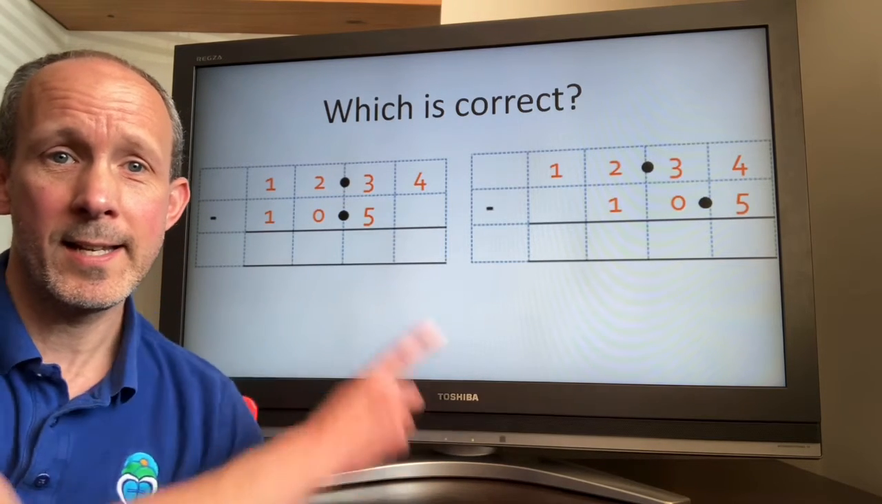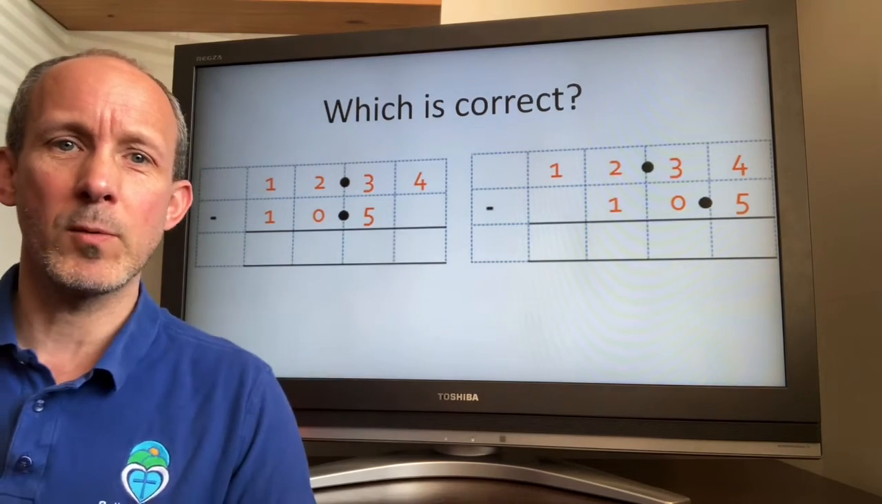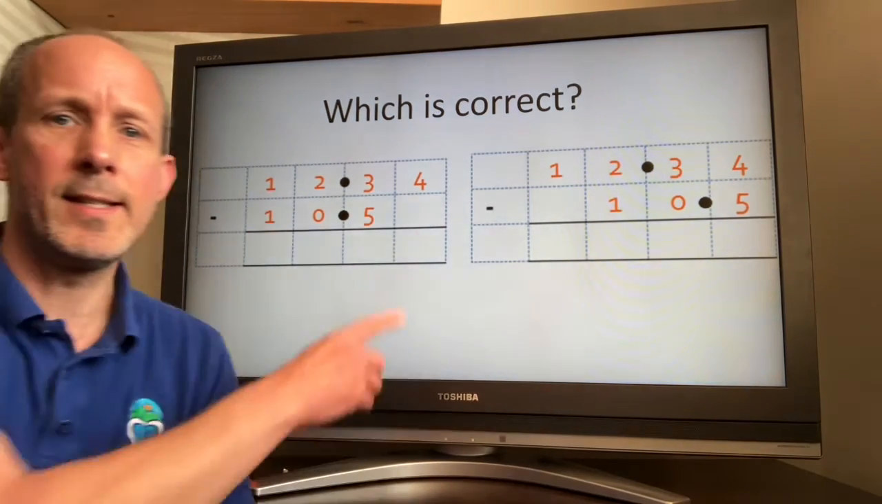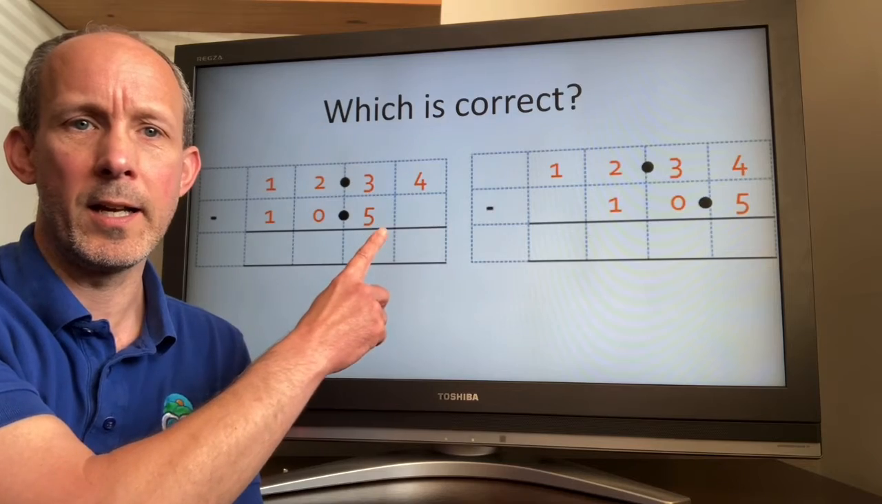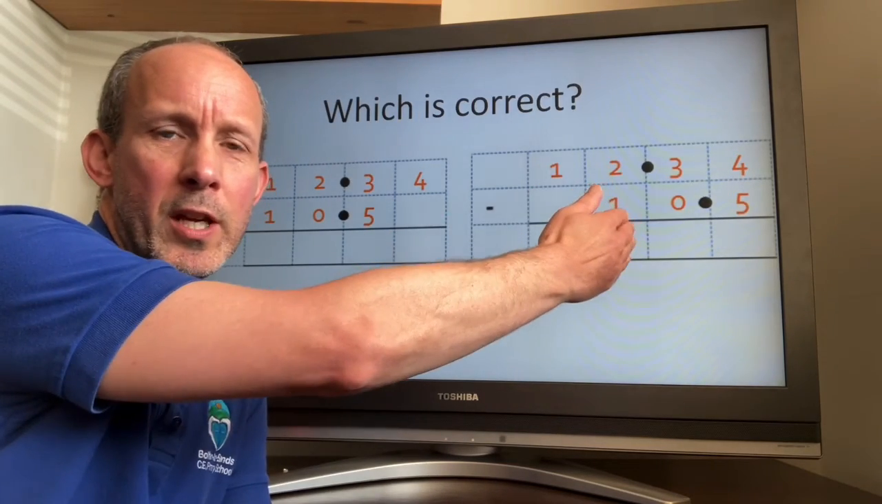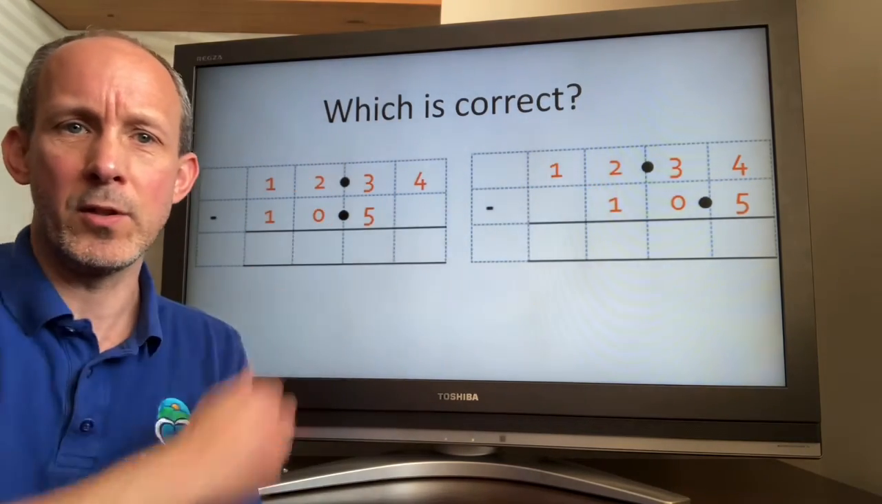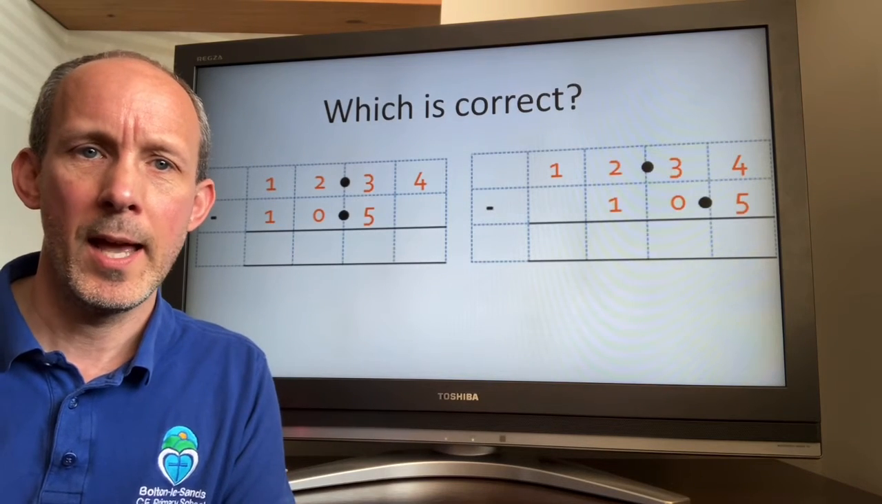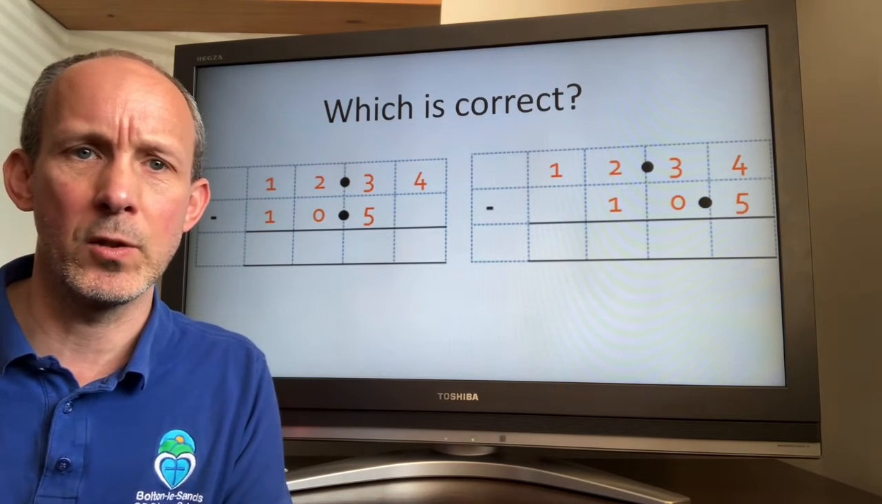I hope you've all said this one, okay? Because what we need to make sure is that the decimal points are lined up, okay? We don't line it just to the one end. We have to make sure the decimals are lined up. And that means that everything else is in line according to its place value.